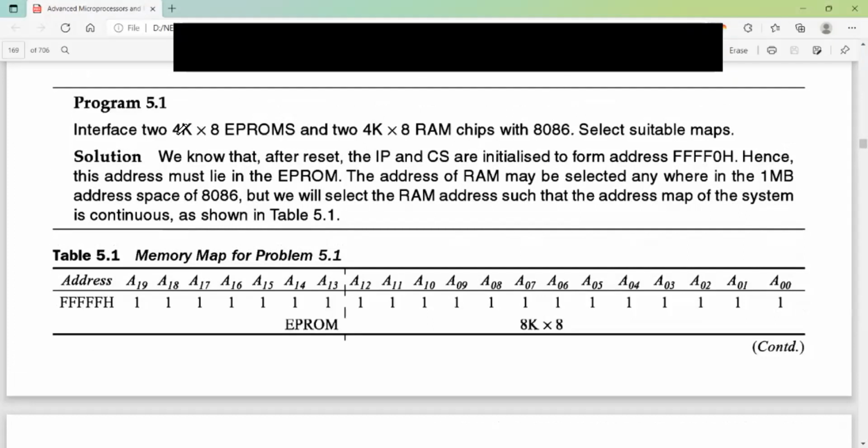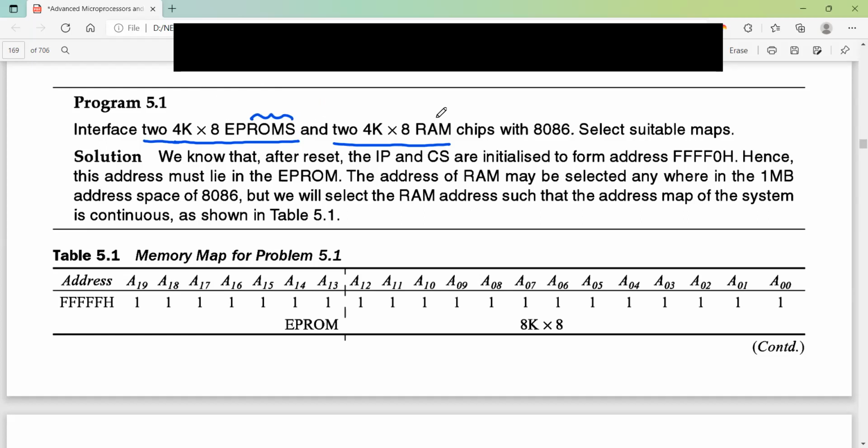What it says is: interface two 4K into 8 EPROMs and two 4K into 8 RAMs. Here, just understand ROM and RAM are given. Whether it is written as EPROM, ROM or PROM, you have to consider the concept of ROM only. We are not bothered whether it is erasable or electrically erasable. For all of them, memory interfacing remains the same. So just consider this as ROM.